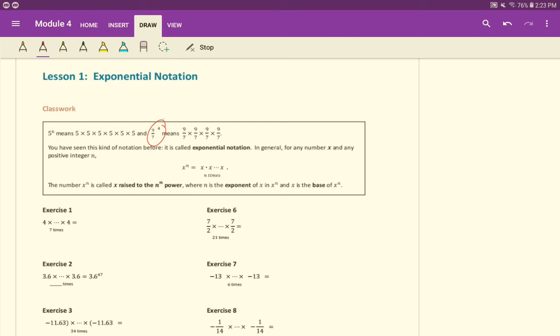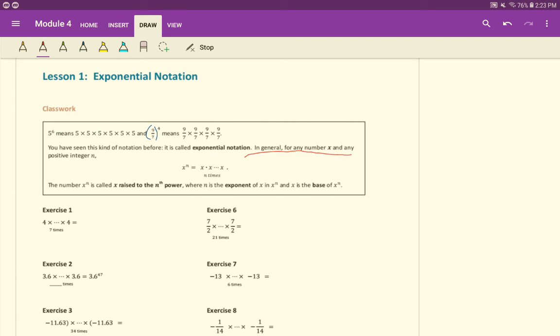And something like (9/7) to the 4th, and there should be parentheses in here, so I'm going to draw those in. (9/7) to the 4th means 9/7 times 9/7 times 9/7 times 9/7. Again, 4 of those multiplied together. Okay. It's called exponential notation.